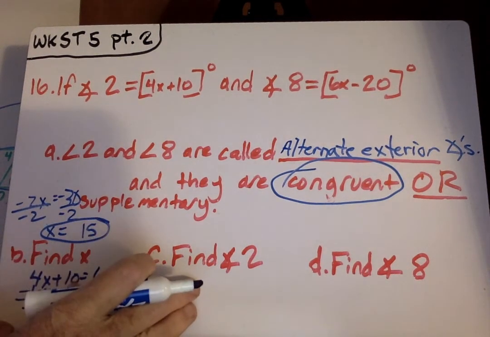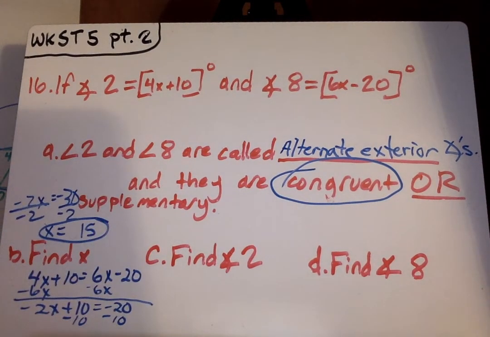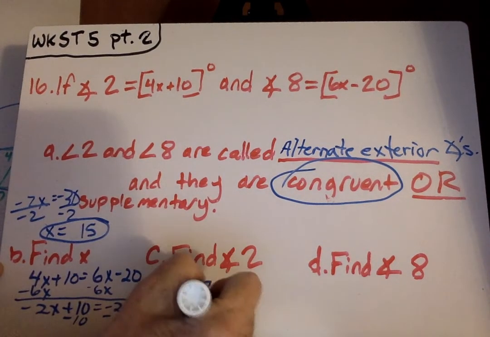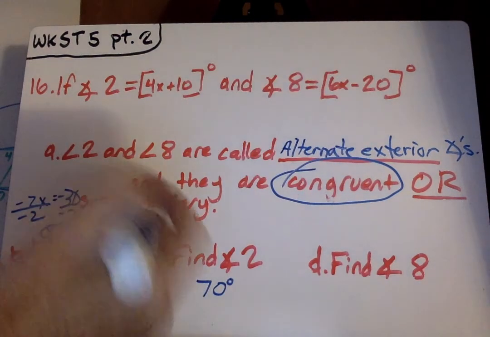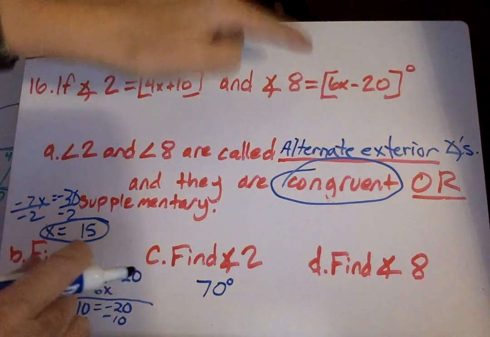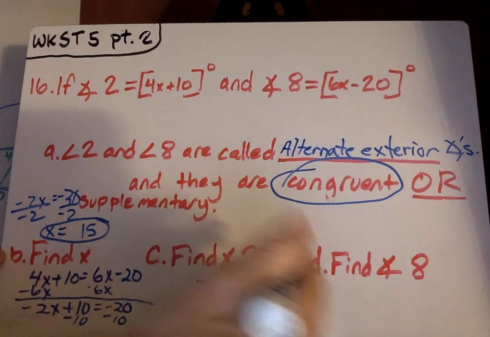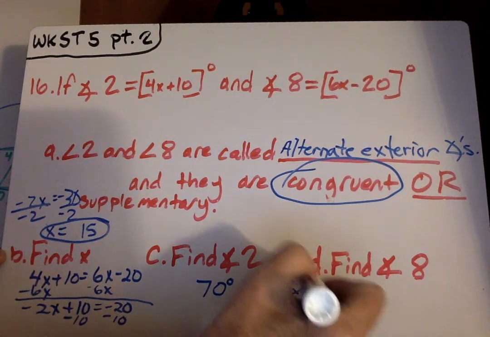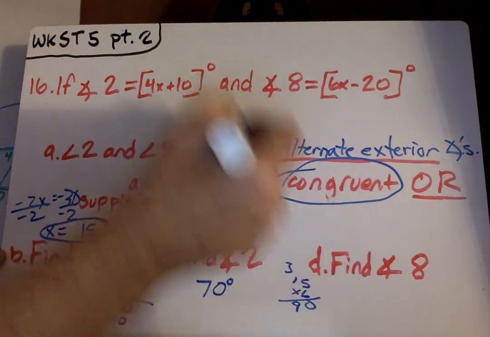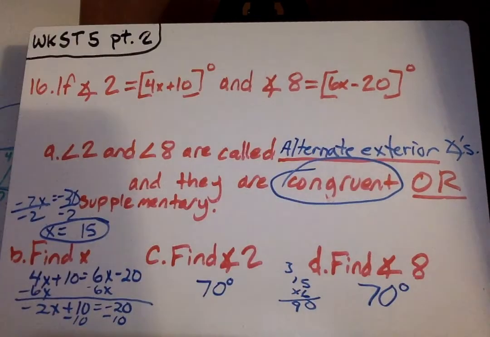Find the measure of angle 2. So I go 4 times 15, which is 60. And then I add 10. It's going to be 70 degrees. And if they're congruent, I don't even need to put my numbers in there, but I could for checking purposes. 15 times 6 is 90. And 90 minus 20 is going to be 70. So that is 70 degrees as well there. Okay.